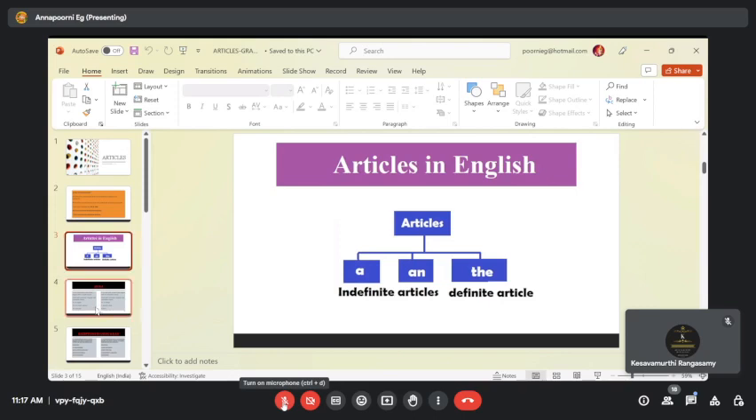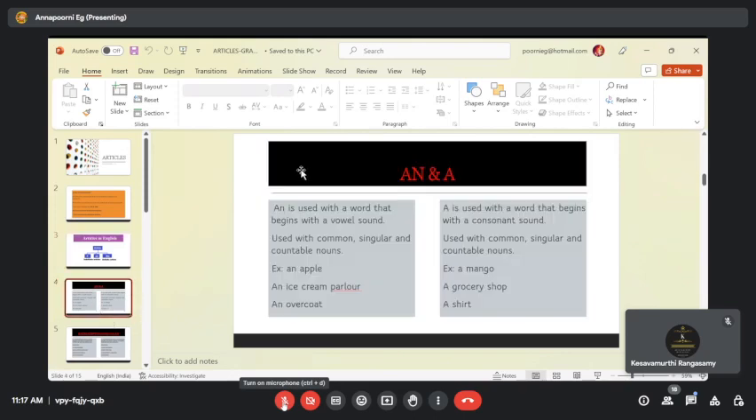Yes, ma'am. Okay. So now we are going to discuss something about the indefinite articles an and a. Generally, an is used with a word that begins with a vowel sound. As you all know, since the first standard, we have all been studying what vowels are. The helps us to find out whether the noun we refer to is specific or not. That is the definite article, the.